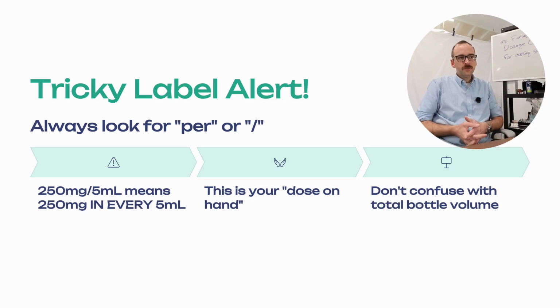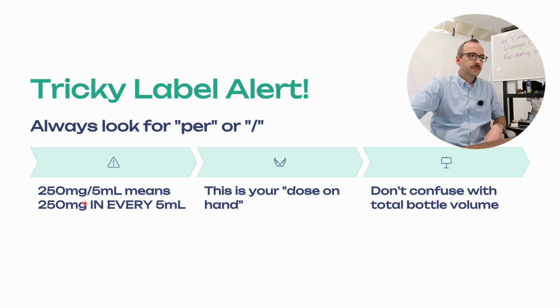Now, always look for "per" or a little slash. That means how much is in whatever amount of product it is. So if I want to give 250 milligrams of amoxicillin like that previous example, I'm looking for something like this: 250 milligrams to 5 mLs, milliliters. That's the same thing as 250 milligrams in every 5 mLs.